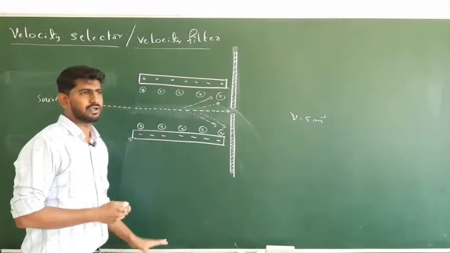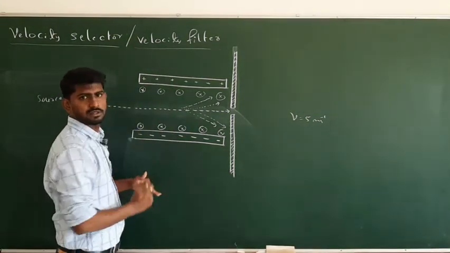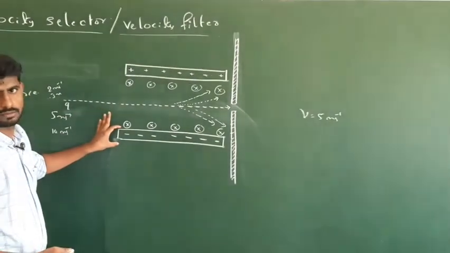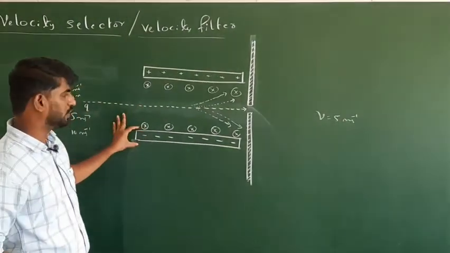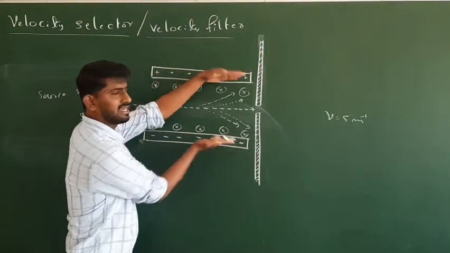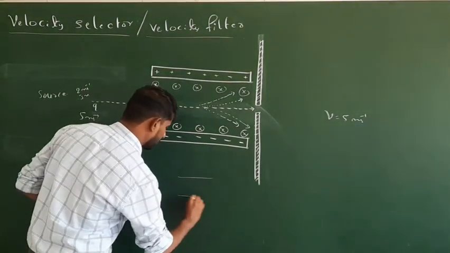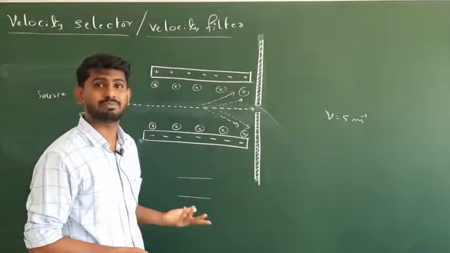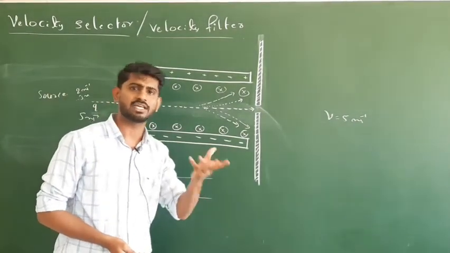In this experimental setup, we are having two parallel plates. This is plate number 1 and this is plate number 2. Plate number 1 is positively charged and plate number 2 is negatively charged, and they are placed parallelly like this. Whenever two oppositely charged plates are placed parallelly, between those two plates there will be generation of a uniform electric field.